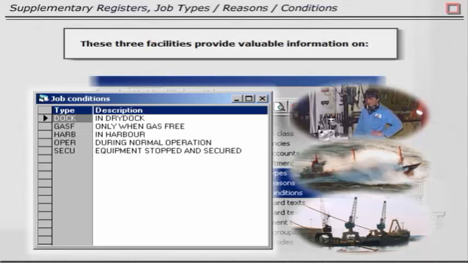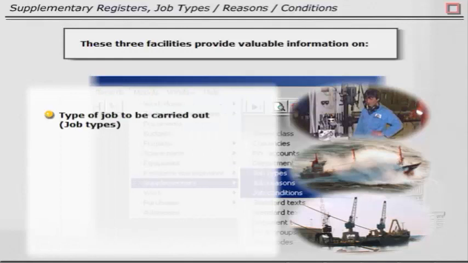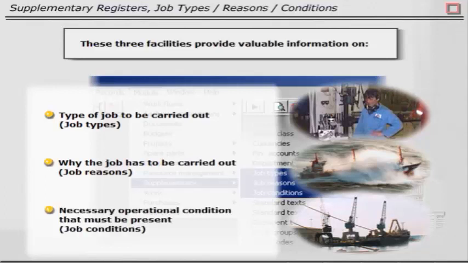These three facilities provide valuable information on type of job to be carried out, job types, why the job has to be carried out, job reasons, necessary operational condition that must be present, job condition.